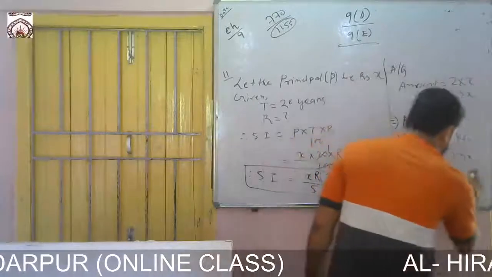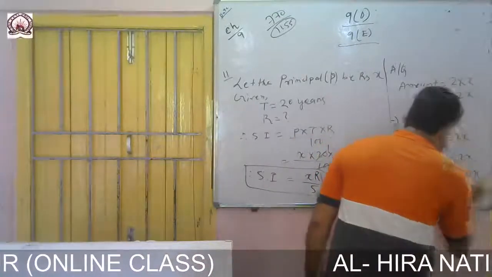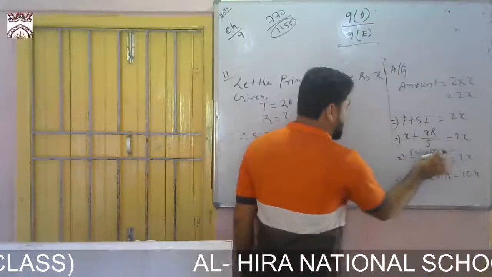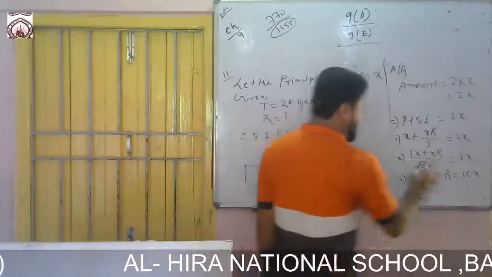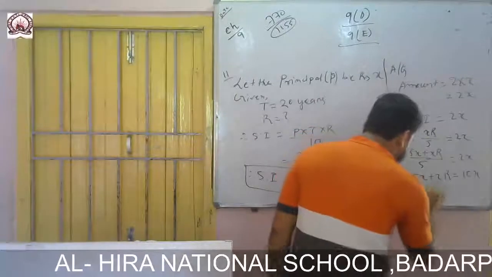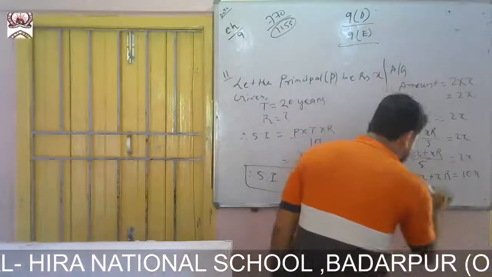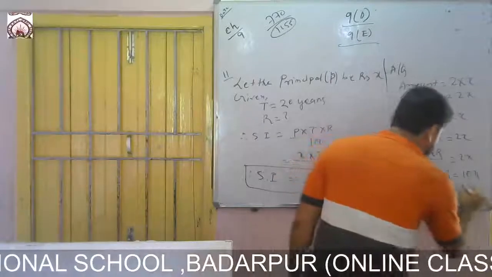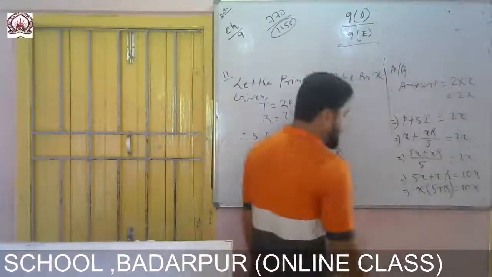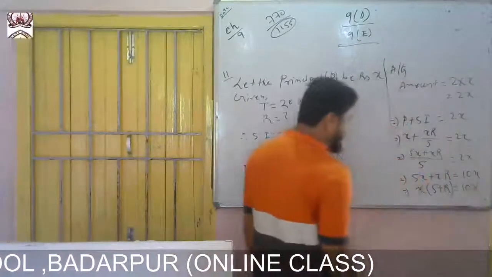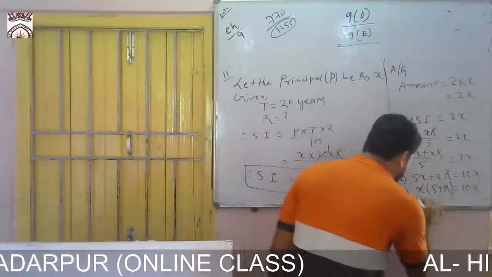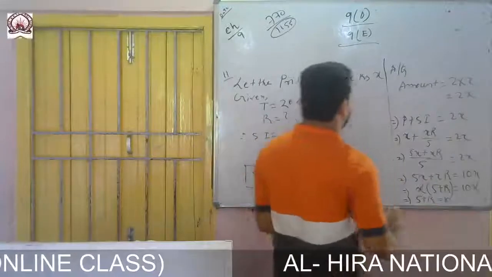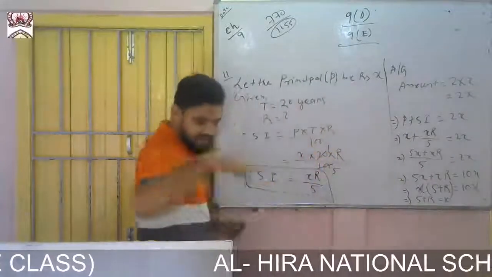5 to the 10x. Cross multiply. 1 into 5x plus xR equals 5xR, and here 5 to the 10x. Now if I take x as common, then (5 plus R) equals 10x. Now x I can cancel. Now what remains? 5 plus R equals 10.